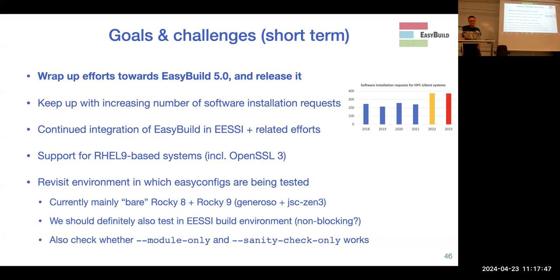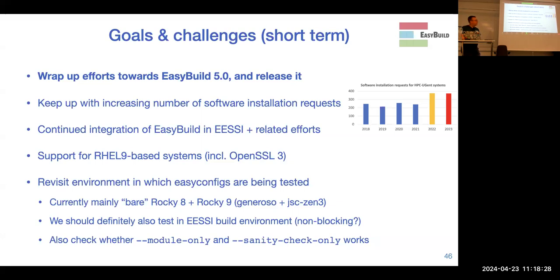Another challenge, and that's maybe a bit personal or specific to Ghent, and actually I'm not sure how specific it is, so that's a question I have for the people here and also online, is keeping up with software installation requests we get from users. The graph on the right shows how many installation requests the HPC team at Ghent University gets per year. That used to be around 200 per year. And all of a sudden in 2022, that almost doubled to about 400 per year. That's quite a challenge to keep up with.